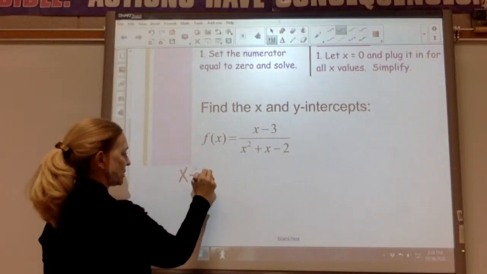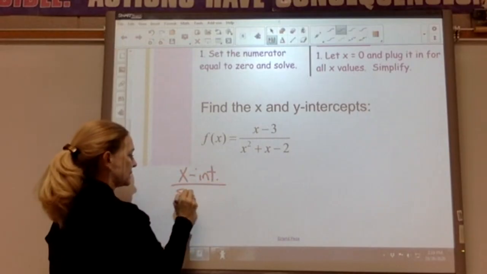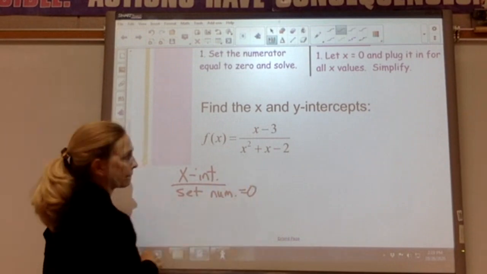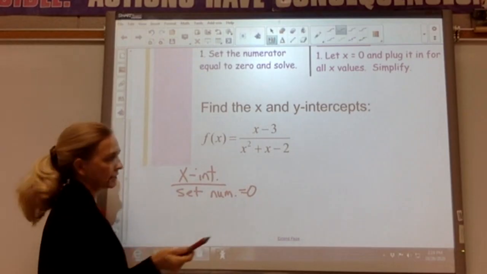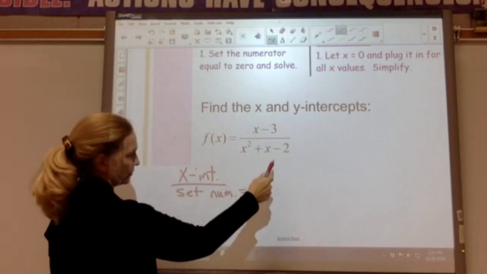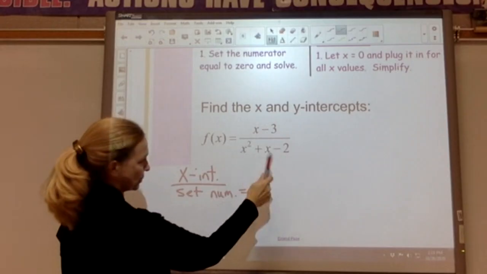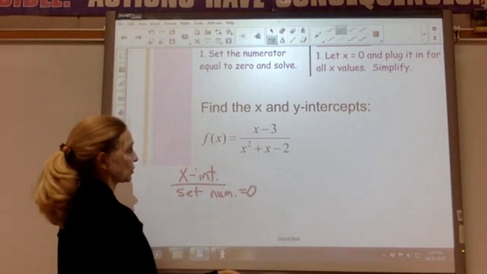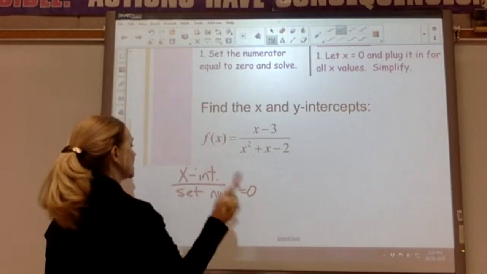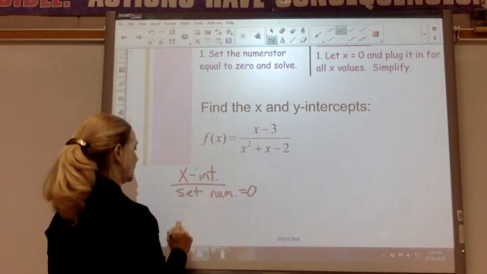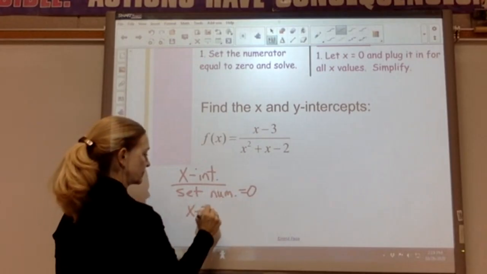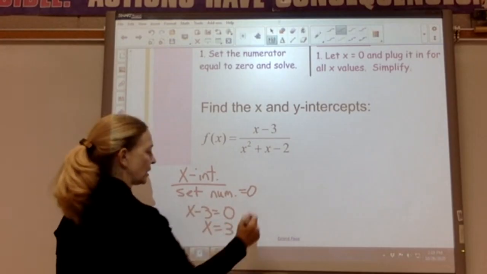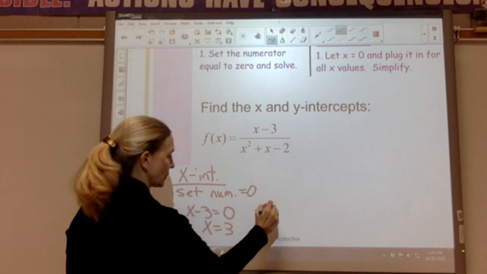So, x-intercepts: set numerator equal to 0. Okay? Now, I should check to see if this is going to have a common factor, but it's not. This will factor into x plus 2 and x minus 1. We've done that once already, and so it doesn't have anything in common. So I'm only concerned right now with x and y intercepts. So I set this numerator equal to 0. That's going to give me x equals 3. So the x-intercept is (3, 0).